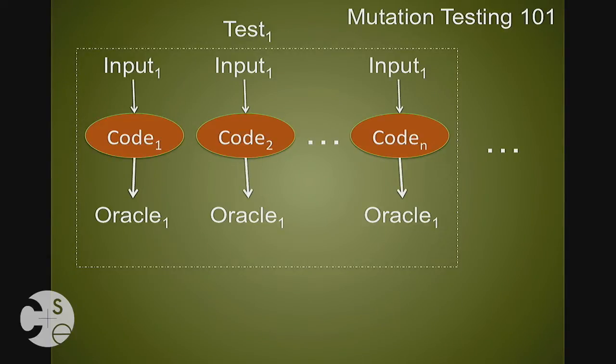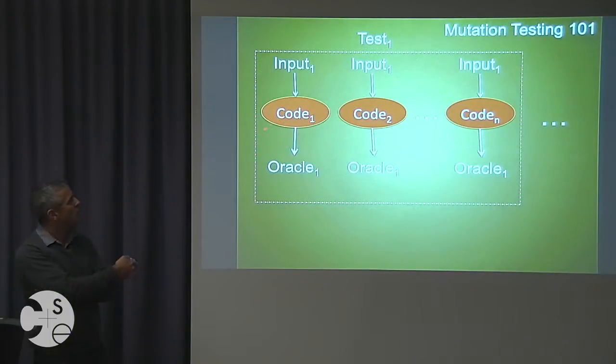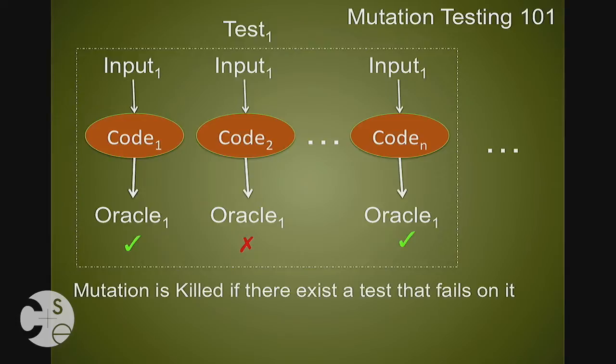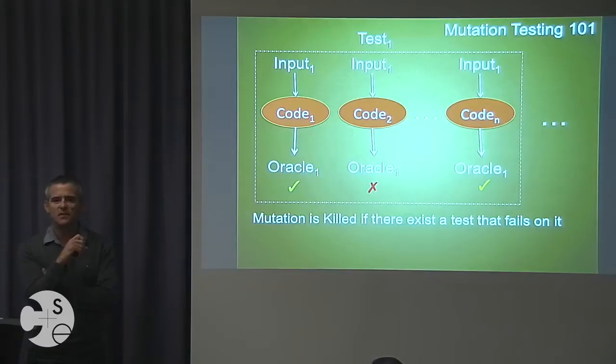Here you take just say the first test, so test 1, and you run that over all the versions of the program you just created, and you check your oracle. So oracle 1, so you input 1, oracle 1, that stays the same. You look at all the different versions. And let's say what you find here is that in this version, the test failed, whereas in these two versions, the test passed. Then you say the mutation is killed if there exists a test that fails on it. So this mutation, the one that generated the second piece of code here, it will be considered to be killed because there's one test that fails on it.